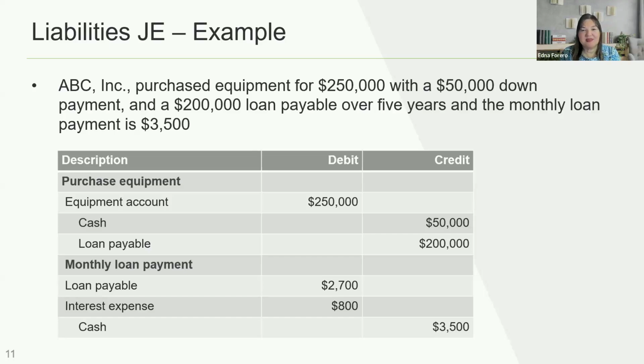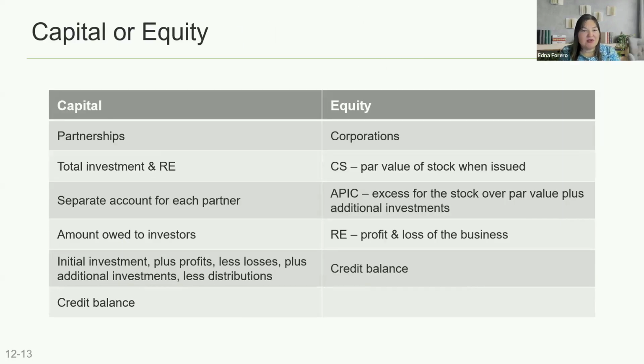So pretty straightforward. Moving forward to capital or equity, we want to look at some of these items. So we may have capital with partnerships. There's total investment there. They may have a separate account for each partner. And this is the amount that might be owed to investors. It could also be initial investments plus profits or losses, and it's the credit balance. So we want to understand that capital that our client has. And also, in this case, we want to look at the equity, which we might find with partnerships, par value of stock when it's issued. So we do have clients who issue stock as a form of payment or a type of wage or salary.